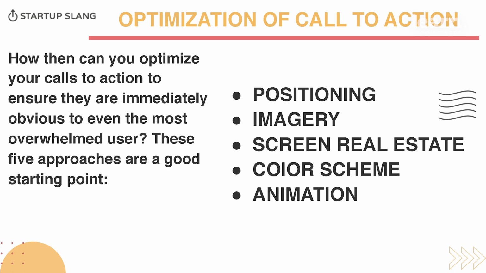As explained in our Design for Cognitive Load chapter, cognitive load makes it easy for users to miss critical visual cues on your site. If your consumers are in a rush, distracted, or overwhelmed by the site, they could easily miss a call to action. So how can you optimize your CTAs to ensure that they are immediately obvious to even the most overwhelmed of users? These 5 approaches are a good starting point: positioning, imagery, screen real estate, color scheme, and animation.